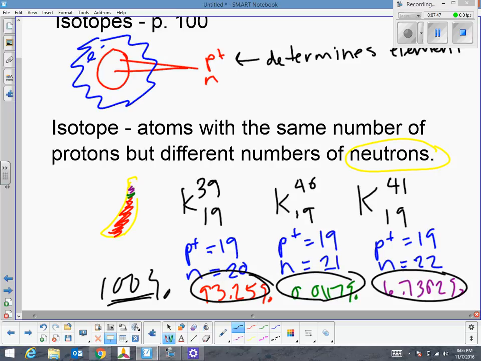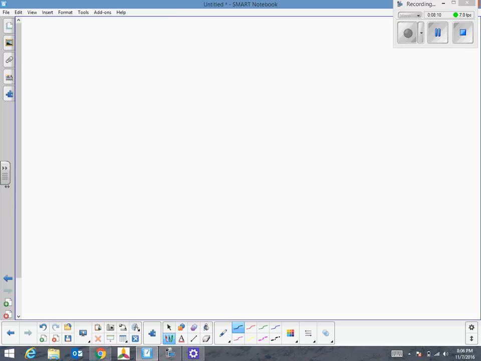Okay, so we can determine the atomic mass of an element if we know its relative abundance in nature, those are the percentages, and the mass of those isotopes. So let's take a look at some example problems. We're going to go ahead and flip ahead to page 103.